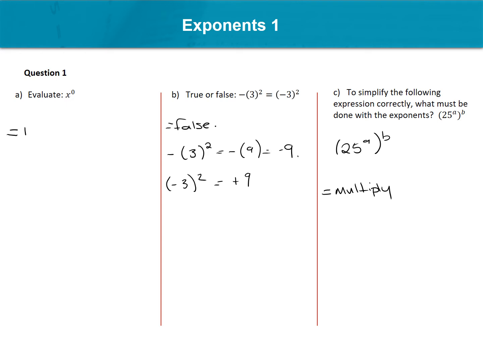Now let's just finish this equation. So we have 25 to the power of a, to the power of b, and this is 25 to the power of ab. All right.